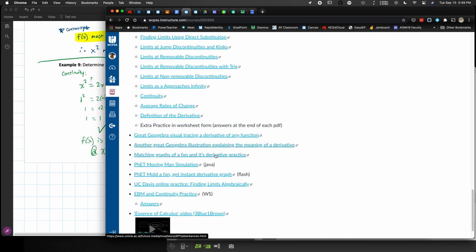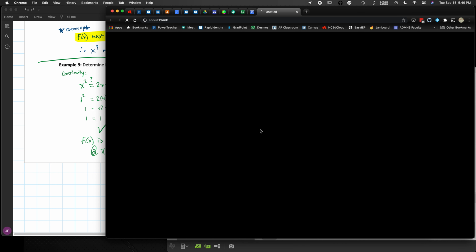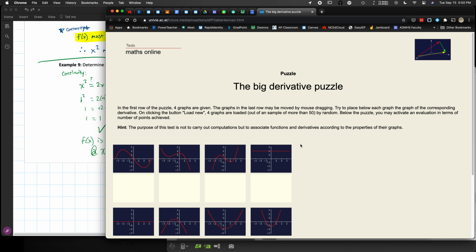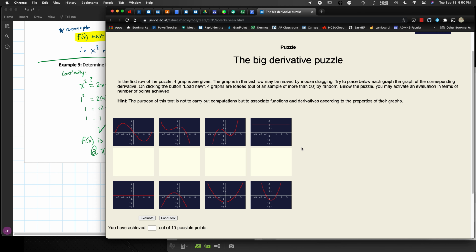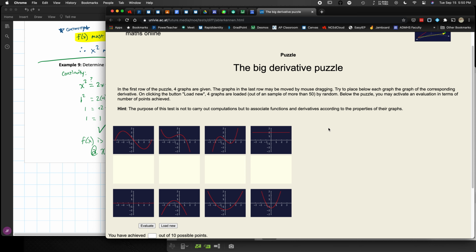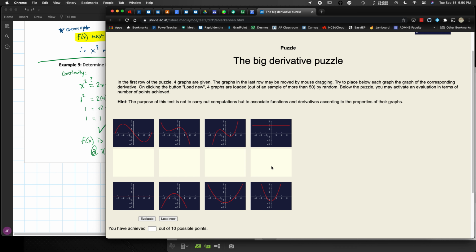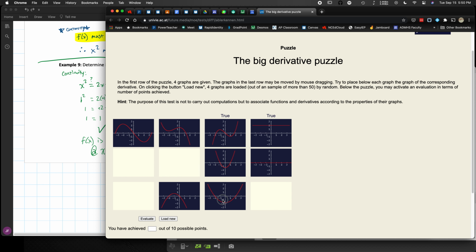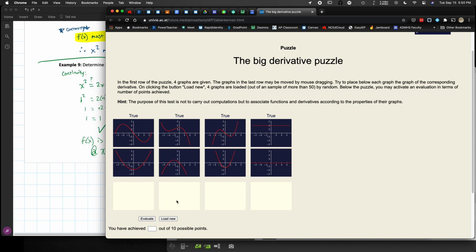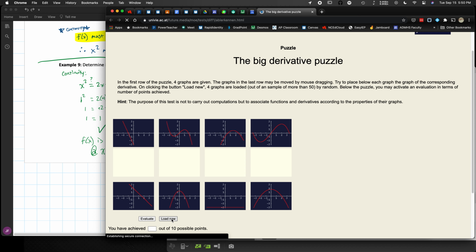And if you want more practice with what we did in that Desmos card sort, matching a graph of a function to its derivative, there's kind of endless practice. They give you 4 functions and 4 possible derivatives, and you line them up and see which ones go to which. And you can say evaluate, boom, you got 10 out of 10. You can say load new, and it gives you 4 new ones. It's just good practice. It'll give you instant feedback.